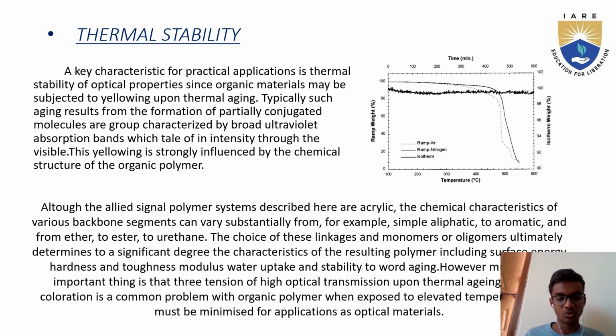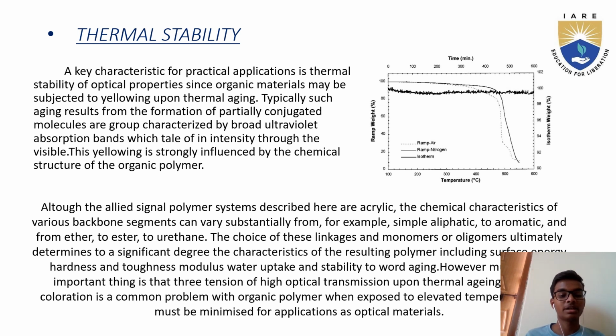Thermal stability is also one of the important properties of polymers. Thermal stability is the stability obtained when temperature is increased or decreased for a polymer. A key characteristic for practical application is thermal stability of optical properties, since organic materials may be subjected to yellowing upon thermal aging. Typically such aging results from the formation of partially conjugated molecules or groups characterized by broad ultraviolet absorption bands which scale in intensity through the visible. This yellowing is strongly influenced by the chemical structure of the organic polymer.